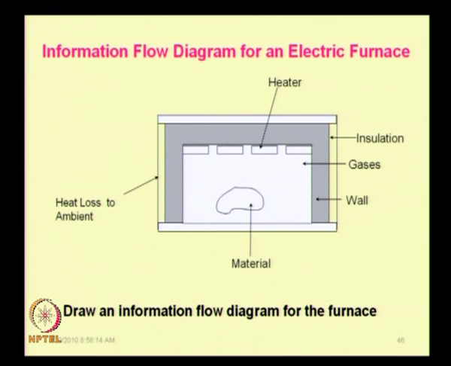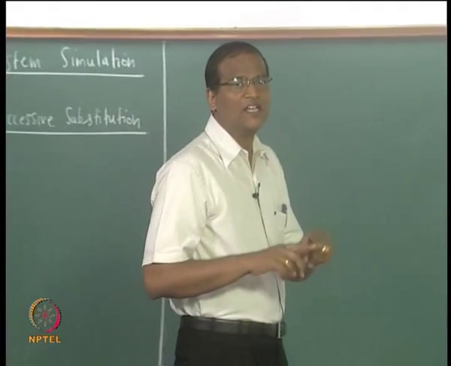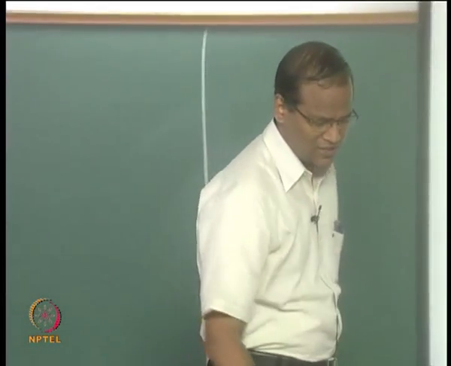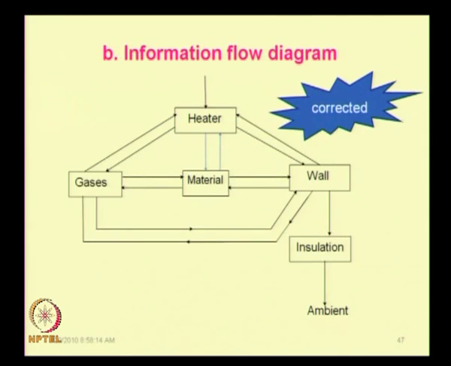Just identify the various blocks, various components of the system, and then using arrow marks I asked you to identify the heat transfer processes which are taking place. There were some issues in yesterday's class, so we will correct it, we will have the corrected information flow diagram. Please let me know if this is fine. So I think there are two basic problems.